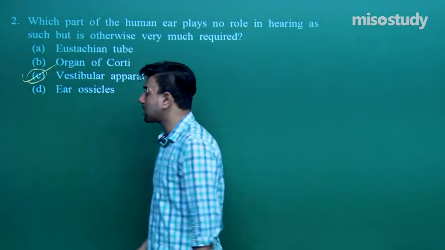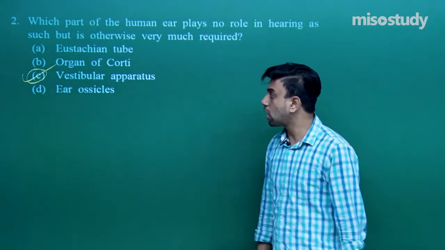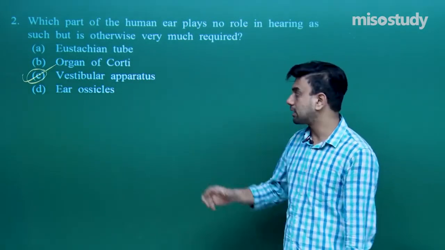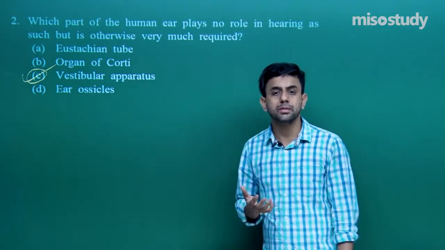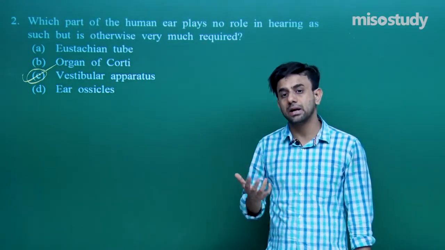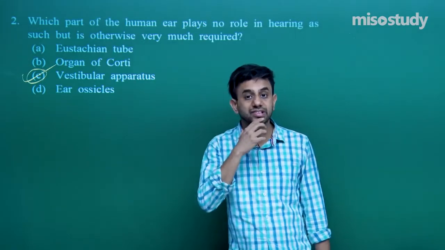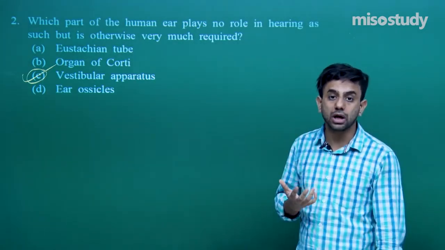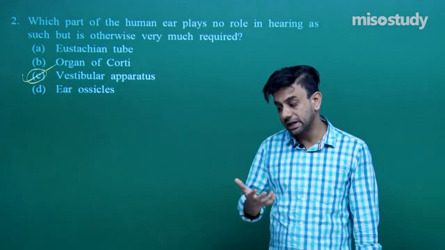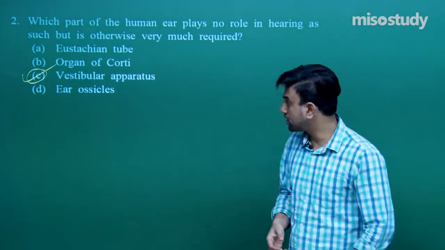Now the vestibular apparatus lies above the cochlea, and this part of the human ear plays a very important role in maintaining the balance and posture, because it has receptors called the crista and macula, which play an important role in maintaining the balance and the posture.